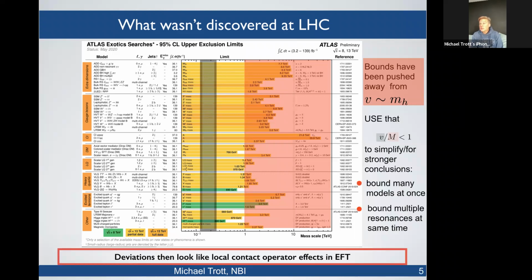And the reason it works is that deviations look like local contact operator effects in effective field theory. You're doing a Taylor expansion, and there's a small expansion parameter, which is essentially this small shaded region mass scale divided by this larger mass scale. That's less than 1 because this is a log plot. There's actually some significant numerical separation going on now with this expansion parameter being less than 1. And doing this approach is quite straightforward and quite standard. And of course, a lot of experts are locally at Madrid on this, so I don't want to belabor this point too much.